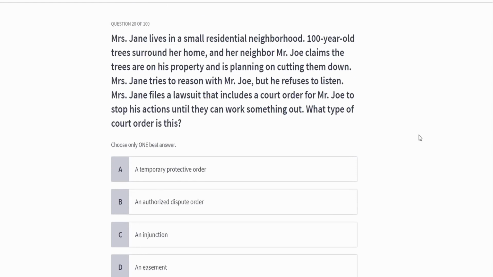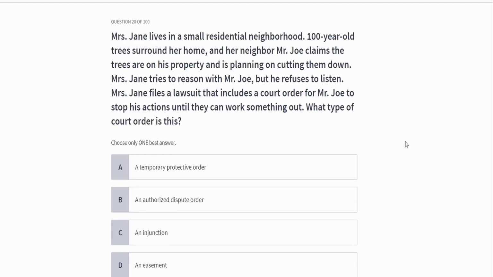Alrighty, next one. Alright, 20. Alrighty, so Mrs. Jane lives in a small residential neighborhood. 100-year-old trees surround her home, and her neighbor, Mr. Joe, claims the trees are on his property and is planning to cut them down. Mrs. Jane tries to reason with Mr. Joe, but he refuses to listen. Mrs. Jane files a lawsuit that includes a court order for Mr. Joe to stop his actions until they can work something out. What type of court order is this?